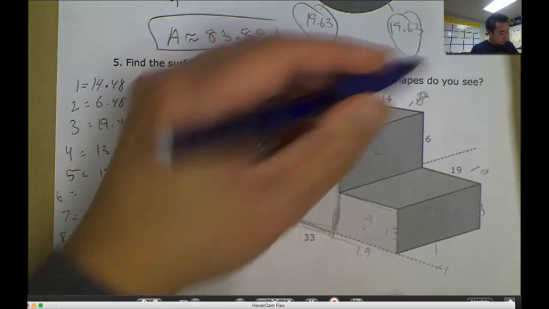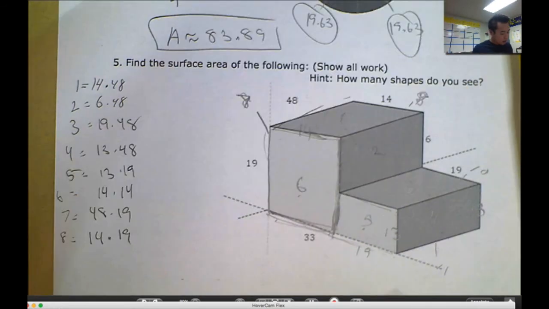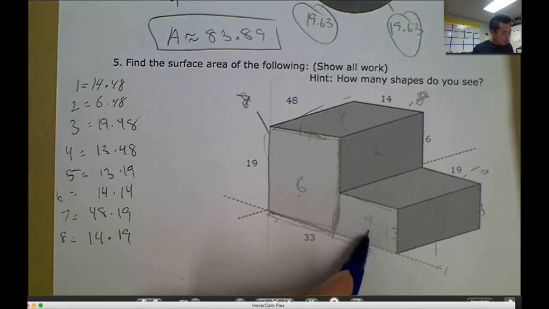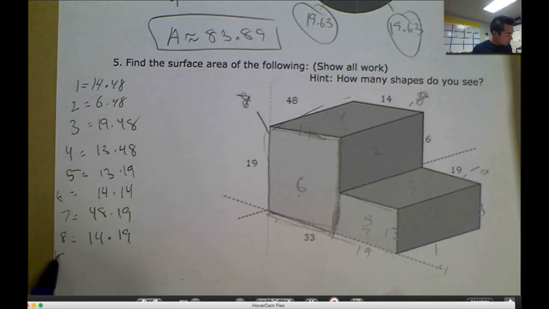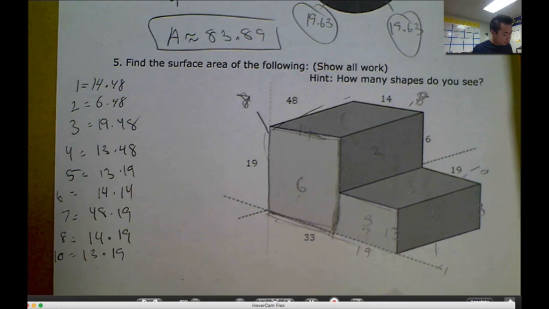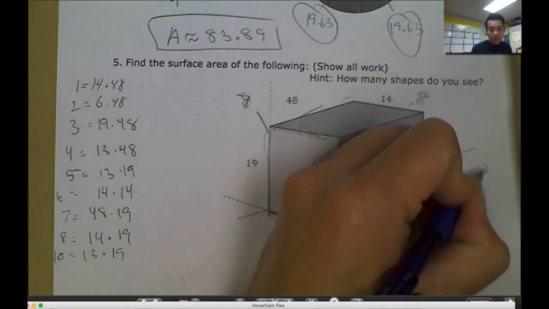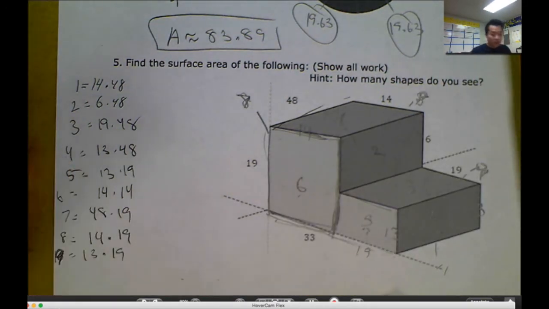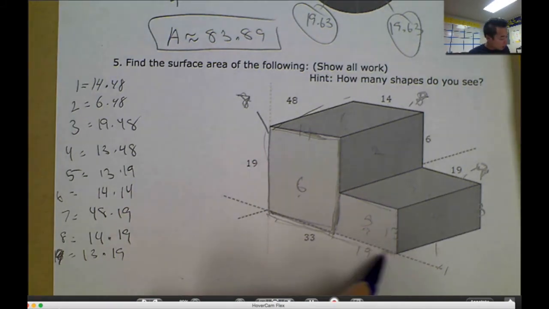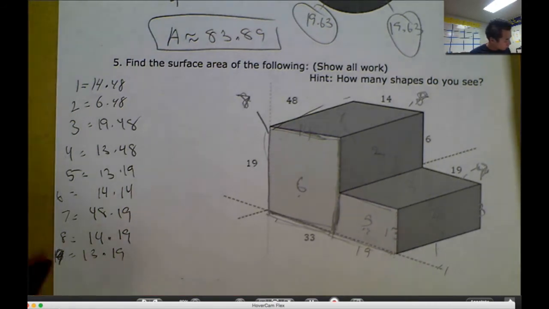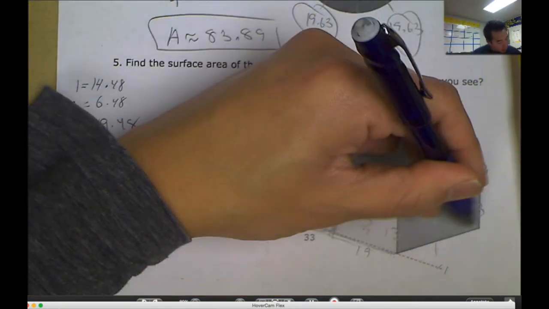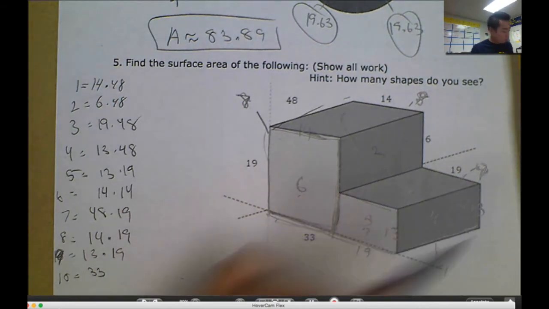Face 10 is going to be this shape right there. And I already found it. Face 10 and face 5 match up. So face 5 is the same as face 10. 13 by 19. Sorry, that should have been face 9. Fix that. And then the last face, the bottom one. The bottom one is going to be 33 long. And it's going to be this wide. And that is 48.